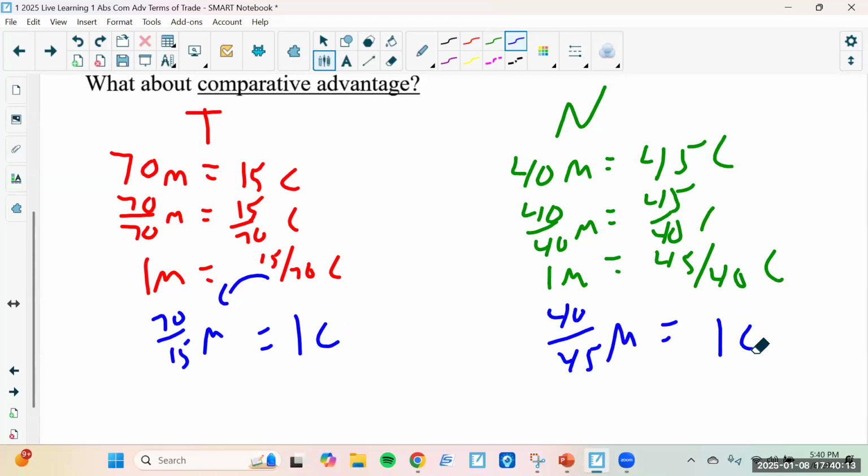So who has the comparative advantage in cheese production? Nancy. Why? Because her opportunity cost of 1 cheese is 40/45ths of a milk. Ted's opportunity cost of 1 cheese is 70/15ths of a milk.